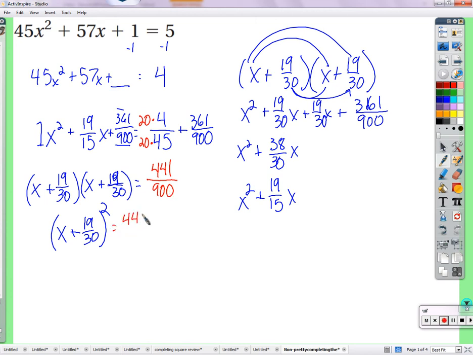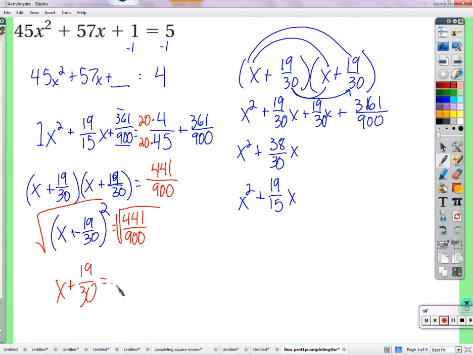This is 441 over 900. And now this is what we've been shooting for every time we do completing the square. We have a factor squared equals some number, no matter what that number looks like, good or bad. So what do we do right now? Take the square root on both sides. That's what we've been aiming for, that's what all of our efforts have been for. We've been setting it up so we can take the square root of both sides.